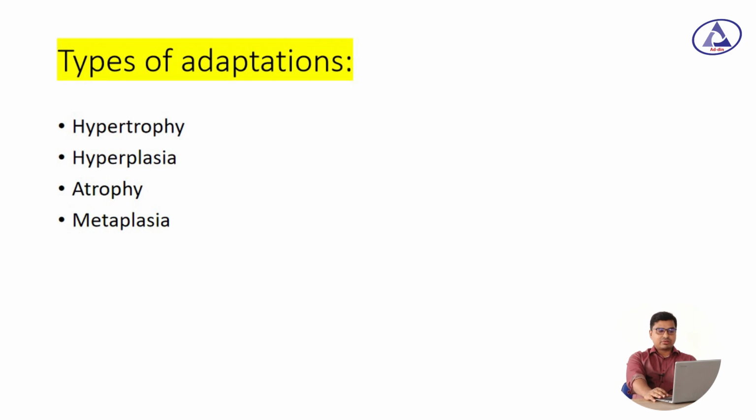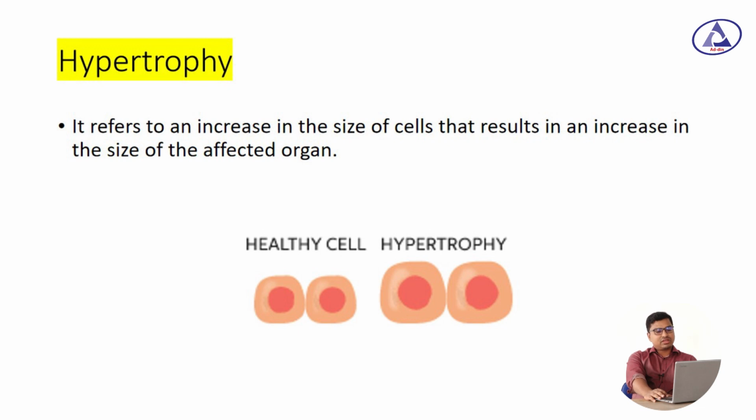Types of adaptation: number 1, hypertrophy; hyperplasia; atrophy; metaplasia. Today I will discuss only hypertrophy and hyperplasia. Atrophy and metaplasia I will discuss later on. What is hypertrophy? It refers to an increase in the size of the cells that results in an increase in the size of the affected organ. The picture shows healthy cells and hypertrophied cells, where the cell size is increased.